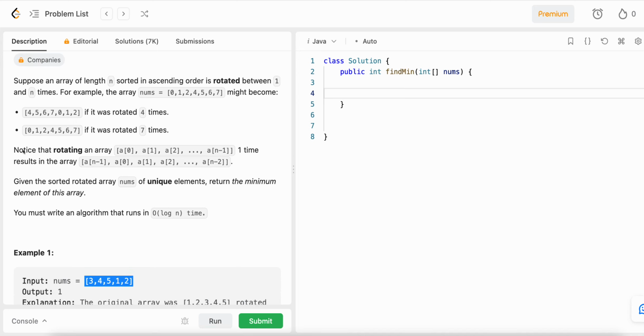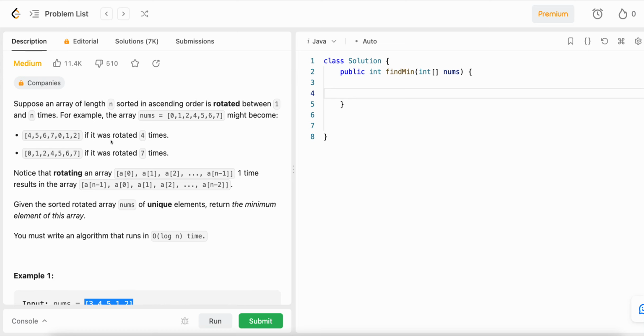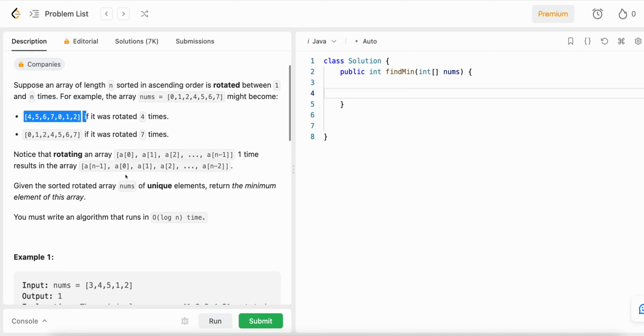If you see over here, notice that rotating an array, this is the original array, after one rotation our last element comes forward. Similarly, after 4 times, if you push forward, 7 will come here, 6 will come after it, then 5, and then 4. So after 4 times, this becomes like this. Hope you understand this question.